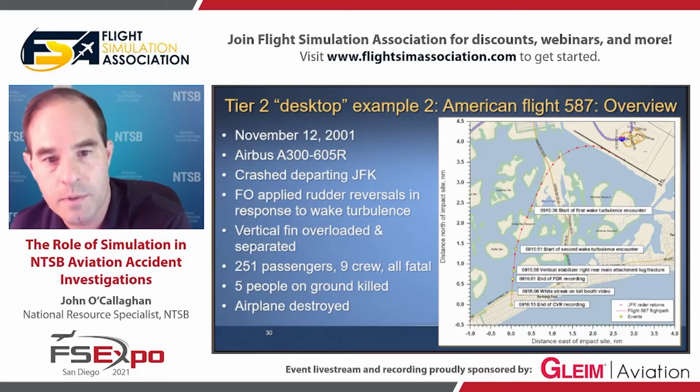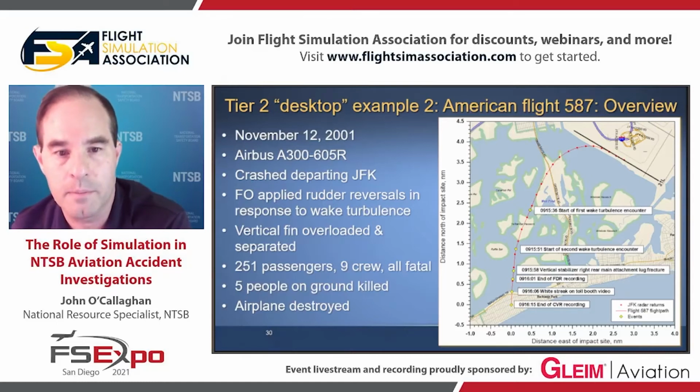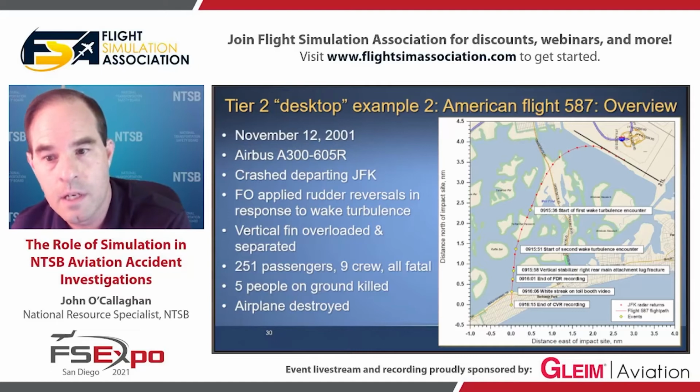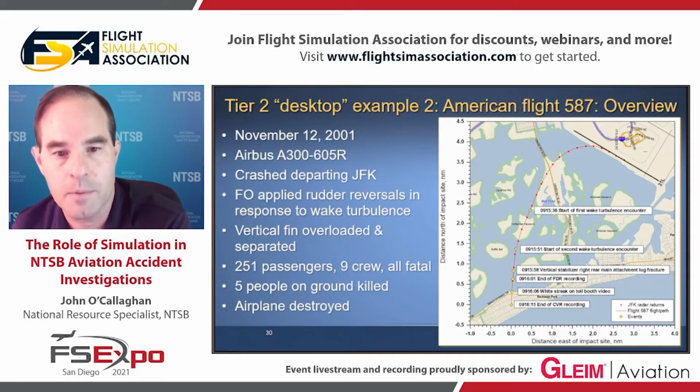Following an encounter with the wake from a Boeing 747 that was ahead of Flight 587, the first officer, who was flying the airplane, made a series of back and forth rudder pedal inputs, or rudder reversals, that led to the aerodynamic overloading and separation of the airplane's vertical stabilizer and a subsequent loss of control. All 260 people aboard the airplane and 5 people on the ground were killed, and the airplane was destroyed.